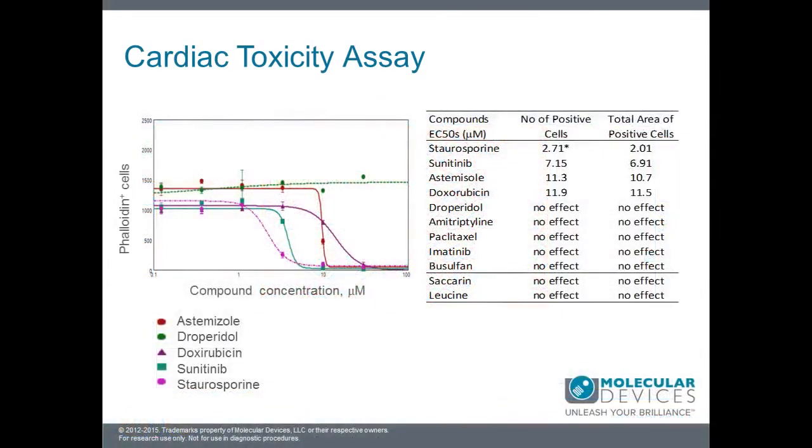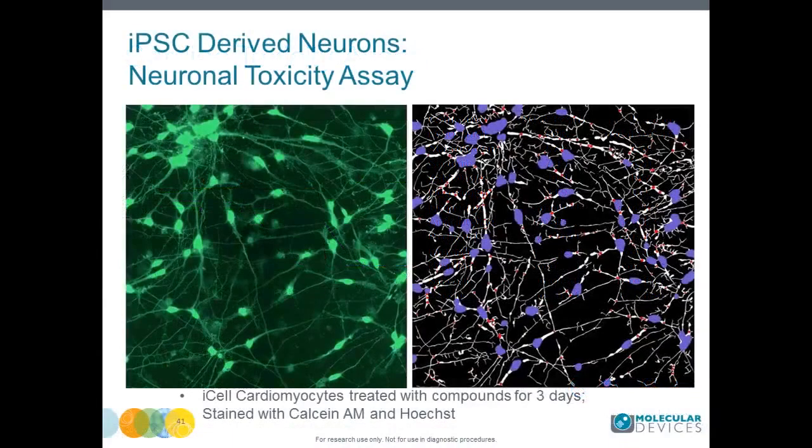We defined EC50s for cardiotoxic effects using the number of positive cells and the area of positive cells. The assay allowed detect cardiotoxicity and also rank compounds for their effect. We have used stem cell-derived neurons for neurotoxicity assays.